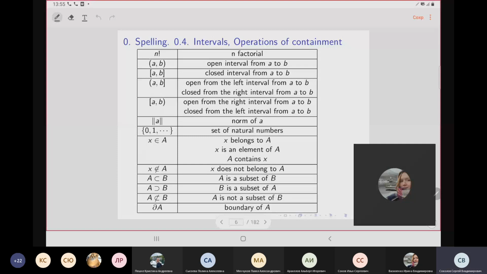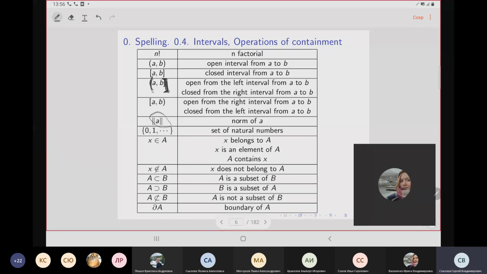Well, so some intervals: open interval from A to B, closed interval from A to B, open from the left interval from A to B, and closed from the right interval from A to B. And the same if it is open from the right and closed from the left. Then if A is a vector, we call it a norm. And then some sets.